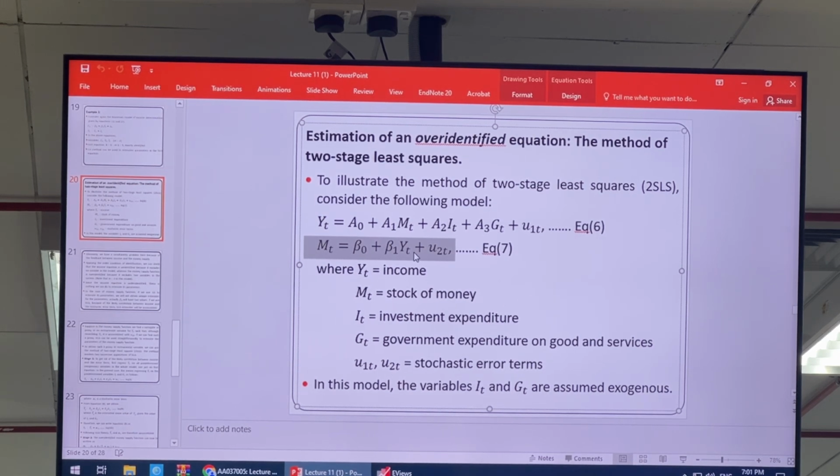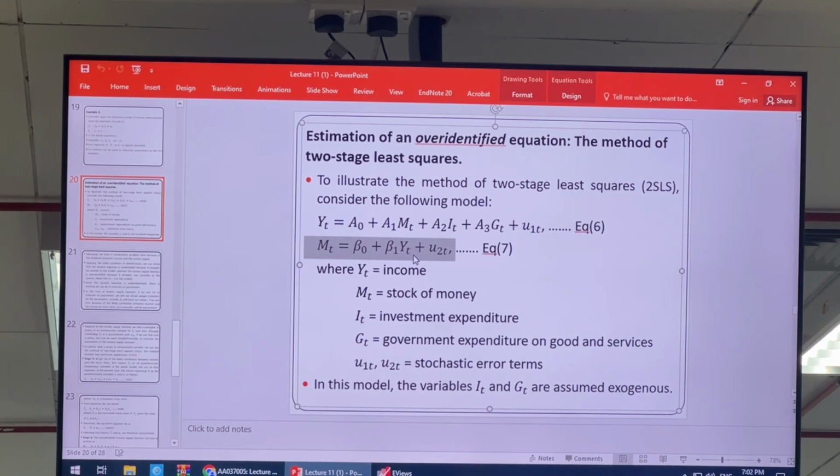So what you need to do, you need to find an alternative. You need to find what we call a proxy for YT, so I call it an instrumental variable for YT. So it involves two steps. The first step, we need to get what we call the fitted value of y. Okay, fitted value of y, so that we can use that fitted value to replace this in the equation.